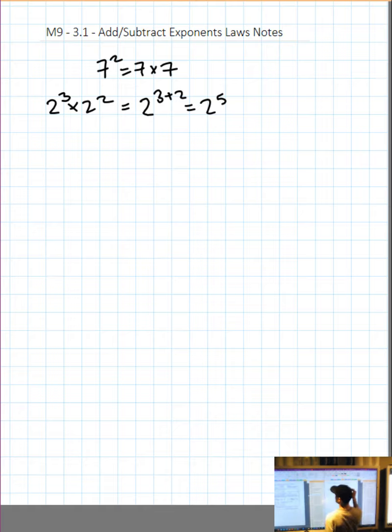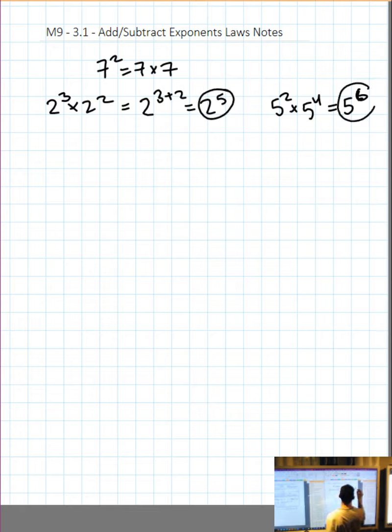Either way, we have 5 squared times 5 to the 4. And in the notes, you can see that I've written it all out. And this time, I'm just going to add the exponents right where it is. 2 plus 4 is 6. I forgot to circle my answers. So always check your answer on your calculator.